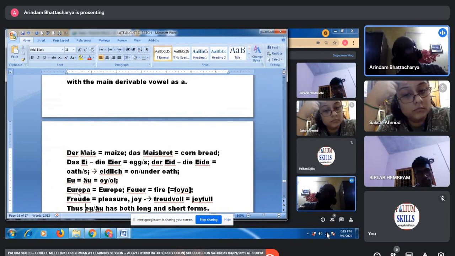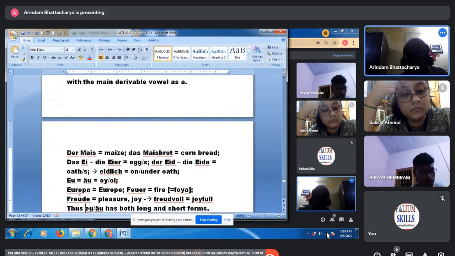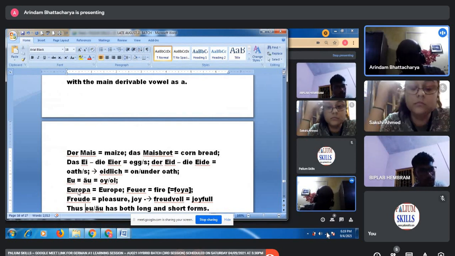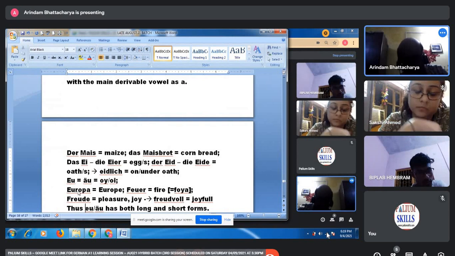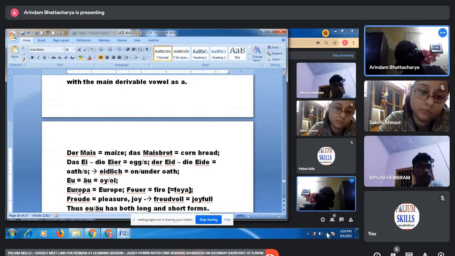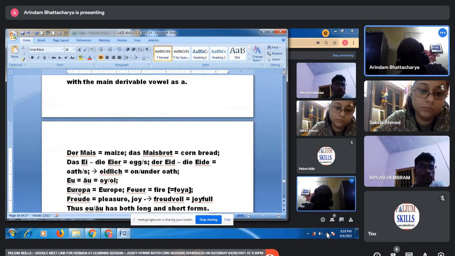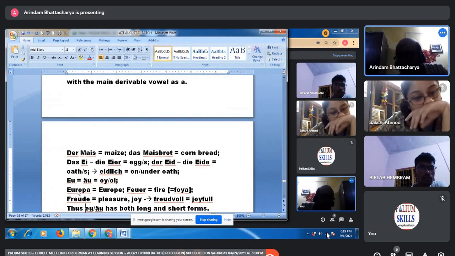Like in case of football, FOOT-BALL, we don't use separately. FOOT gap BALL, we don't write in that fashion. But corn bread needs to be written in this fashion. So das Maisbrot, when it is written together, that means cornbread. Over here, the I becomes short.